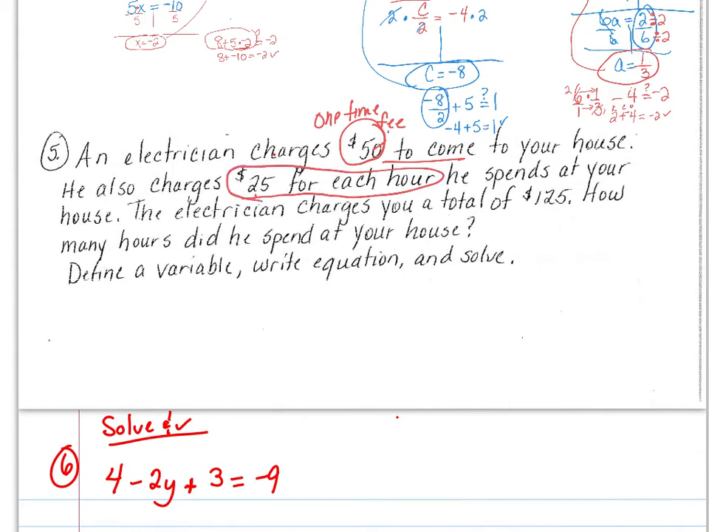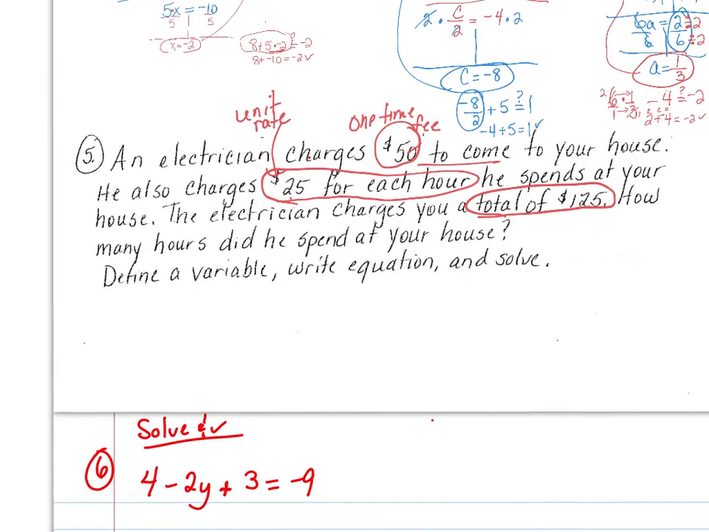What is this called? Caden? Don't you answer that every time for me? Yep, it's a unit rate. You gotta know it's a unit rate. So if he's there 3 hours, do they charge you $25? No. And the electrician charges you a total of $125. That's all important information.